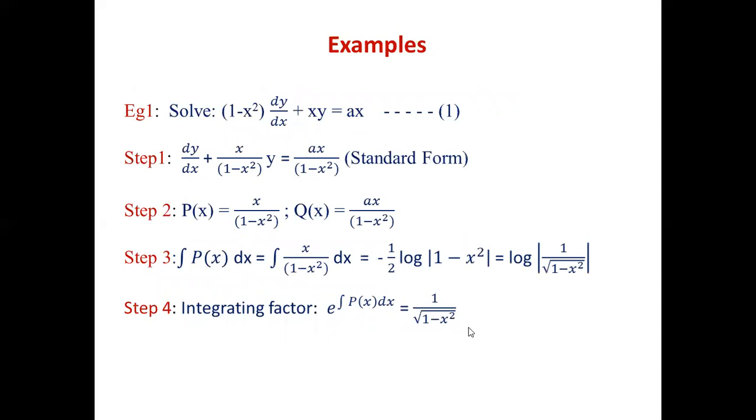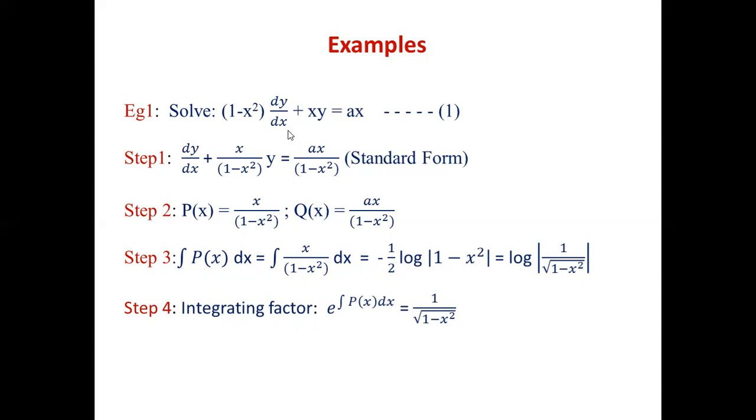Let us now see an example. Example 1. The given differential equation is (1 minus x square) multiplied by dy by dx plus x into y is equal to a into x. This equation is a first order, first degree differential equation because here y is the dependent variable, x is the independent variable, and we have the first derivative of y with respect to x.